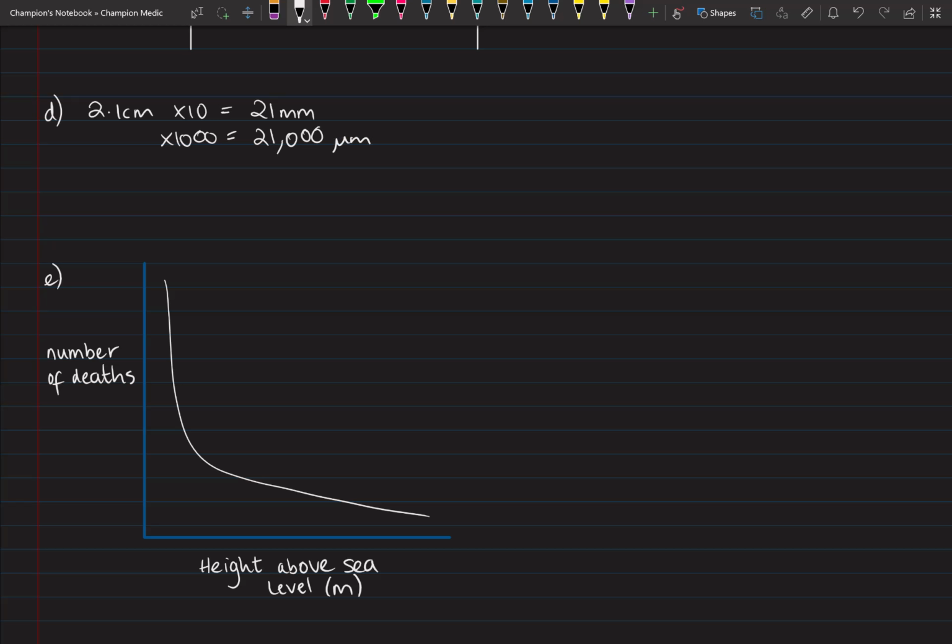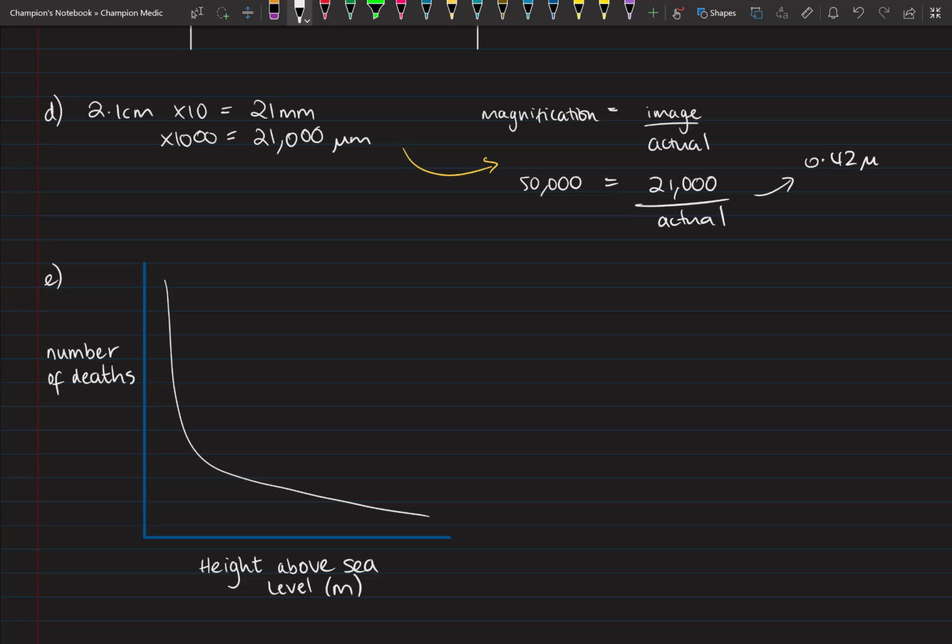Then use the equation magnification equals image size over actual size, and just replace all of your information into there. So the question says 50,000 is the magnification. The image size is 21,000, and the actual is what we're trying to work out. Rearrange, and you should get 0.42 micrometers.